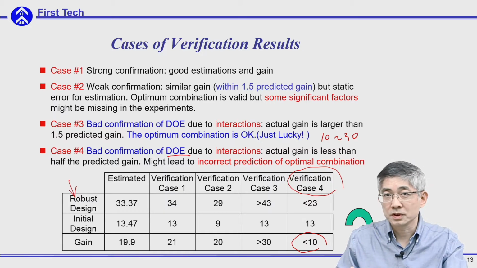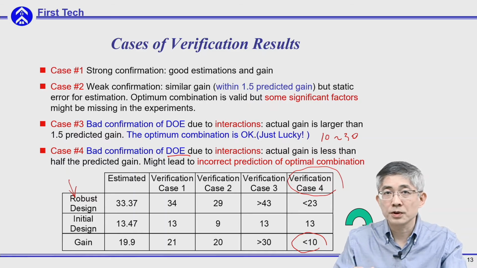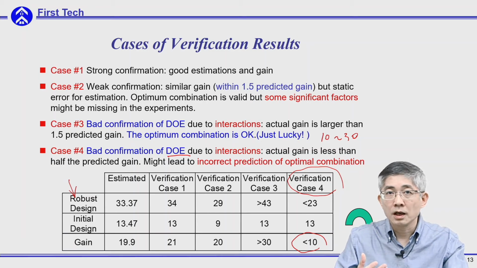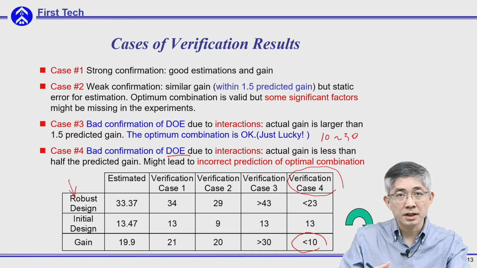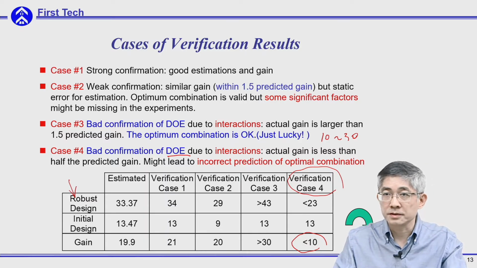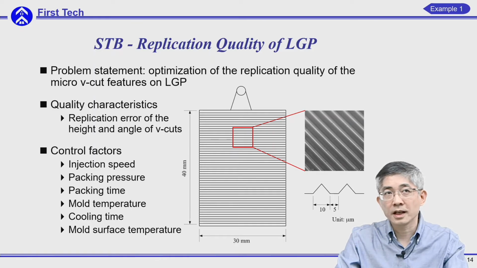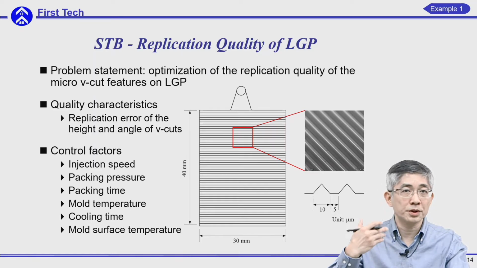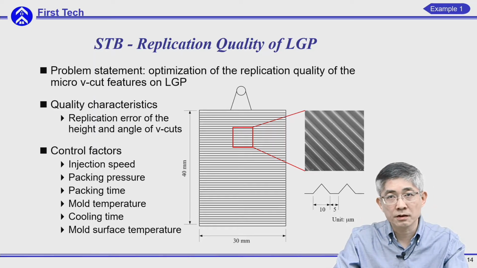What to do? Then you need to redesign your experiment and carefully examine all the possible factors and interactions in order to get a better prediction. Let's go back to look at the LGP example and use the linear adaptive model to verify whether our previous optimum design prediction is correct.